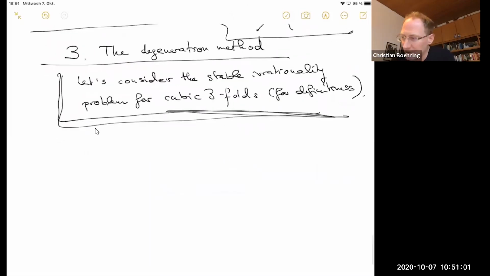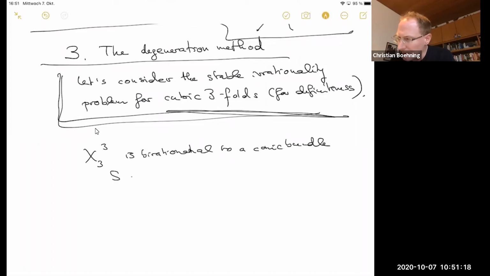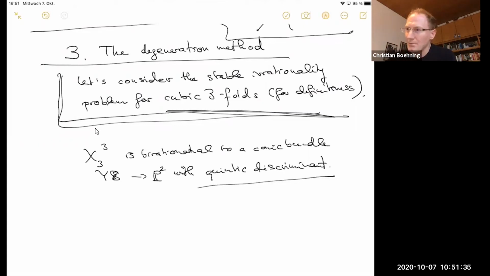Let me try to point out what happens if you look at them as conic bundles. So such a cubic threefold is birational to a conic bundle over P2 with quintic discriminant. So this quintic discriminant is a very small degree discriminant, and so let me point out why that spells trouble.